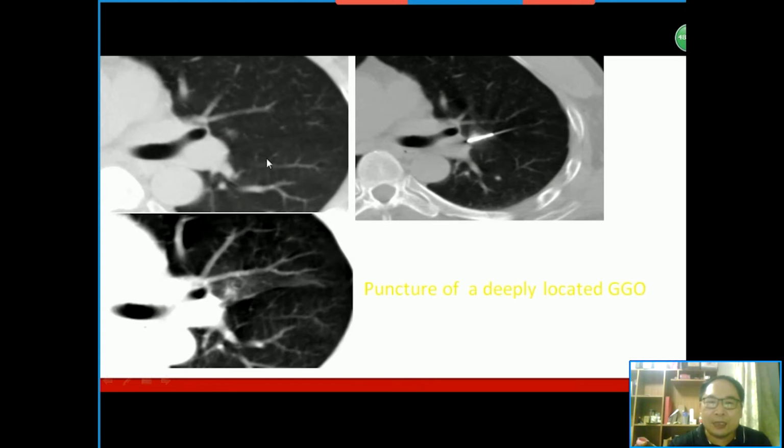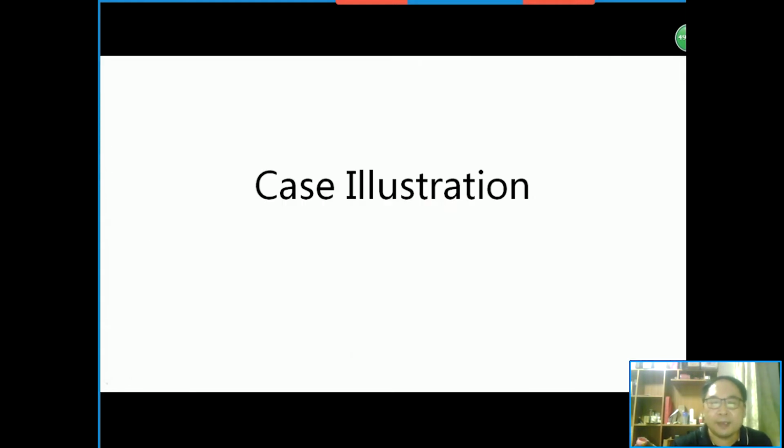And this is a lesion puncture of a deeply located GGO, and for this patient, a 31-year-old male patient, he went to the local hospital and the doctor asked him to receive local resection of the lung, so he refused, and came to me for help, and so I did microwave ablation. This is because the lesion is deeply located near the hilum. So I will illustrate some cases.